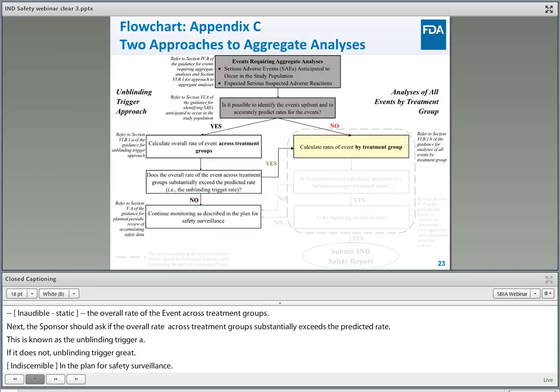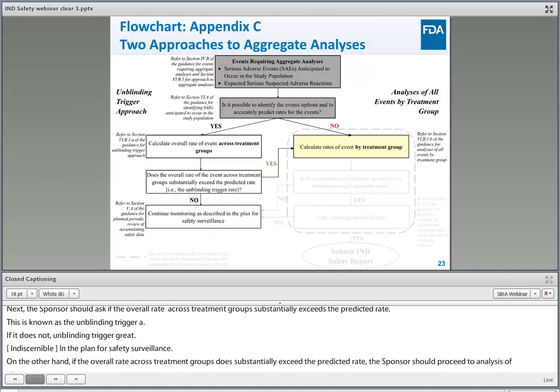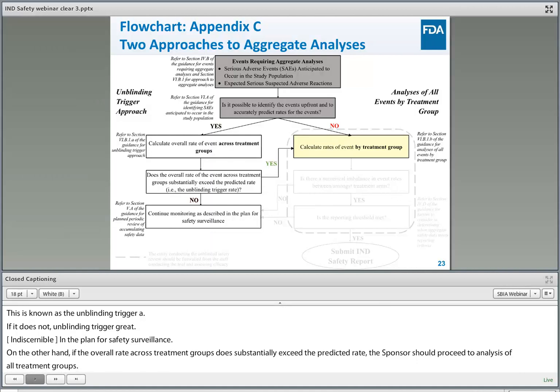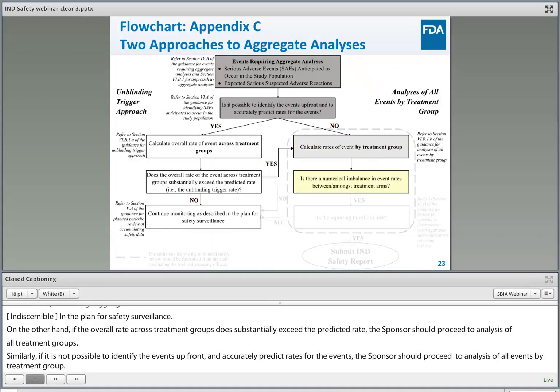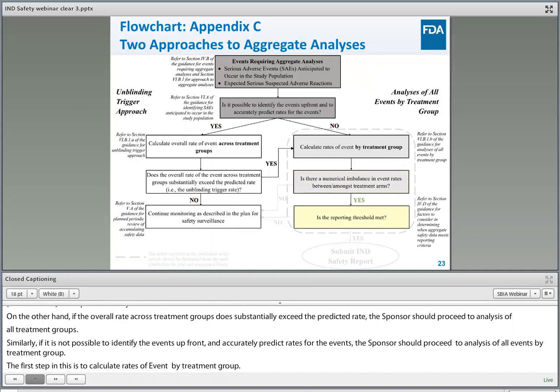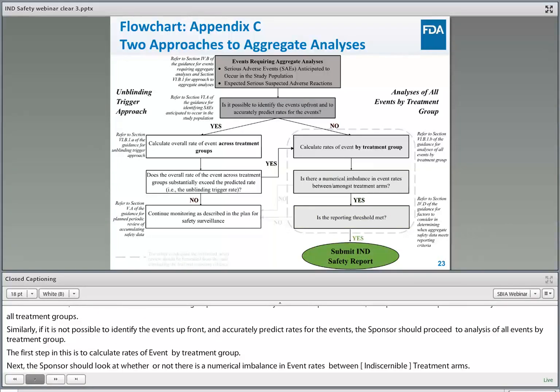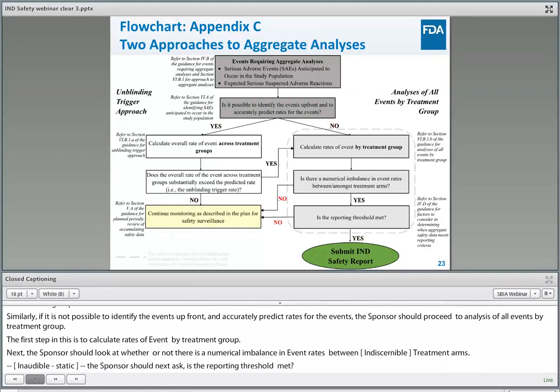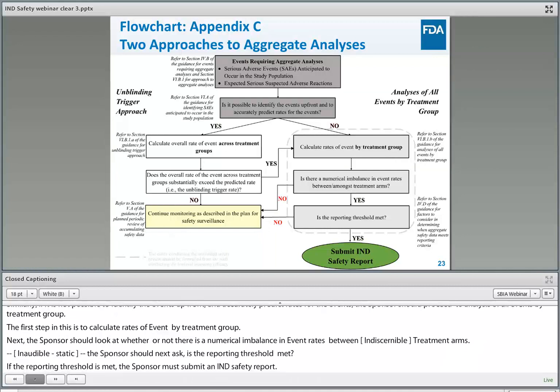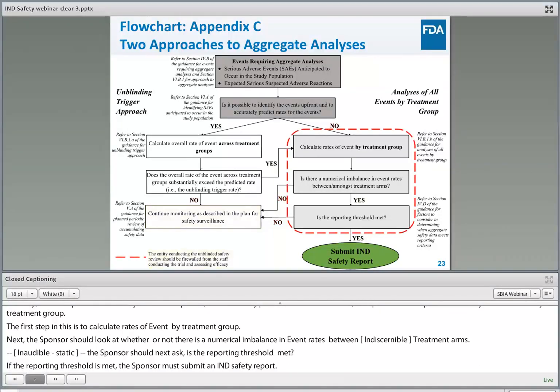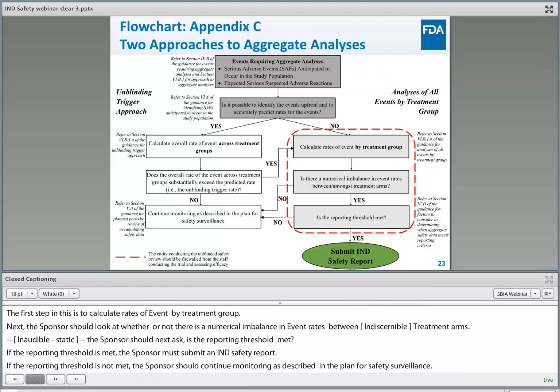Similarly, if it is not possible to identify the events up front and to accurately predict rates for the events, then the sponsor should proceed to analysis of all events by treatment group. The first step in this is to calculate rates of event by treatment group. Next, the sponsor should look at whether or not there is a numerical imbalance in event rates between or amongst the treatment arms. If there is, the sponsor should next ask, is the reporting threshold met? If the reporting threshold is met, then the sponsor must submit an IND Safety Report. If the reporting threshold is not met, then the sponsor should continue monitoring as described in the plan for safety surveillance. In all cases, the entity conducting the unblinded safety review should be firewalled from the staff conducting the trial and assessing efficacy.